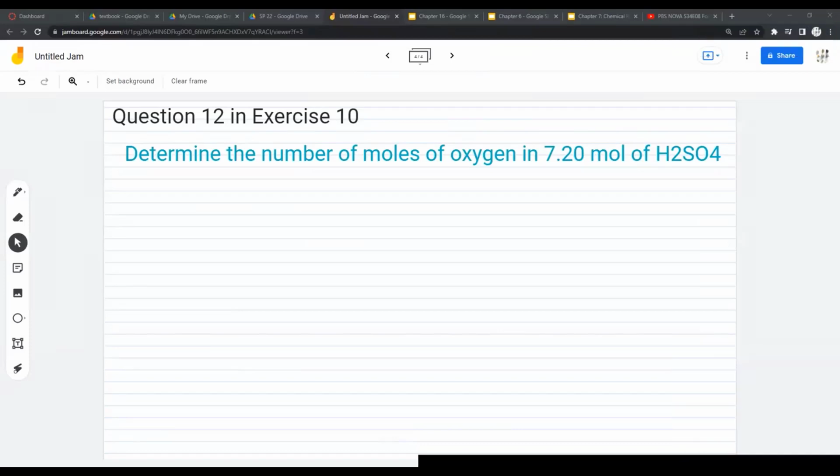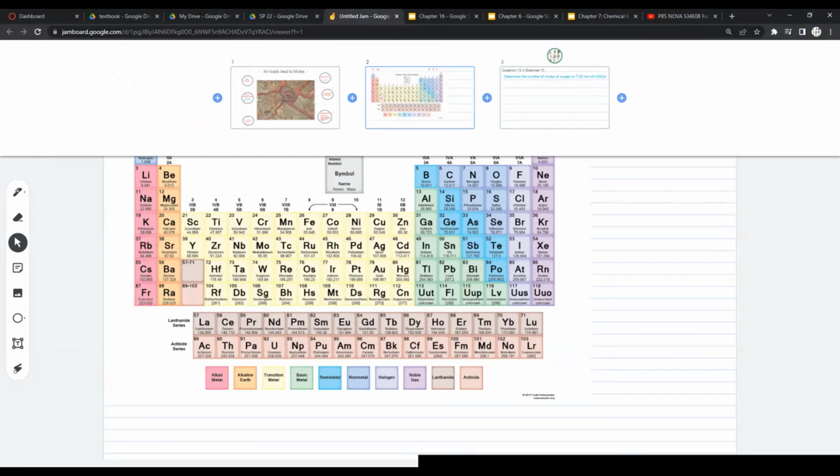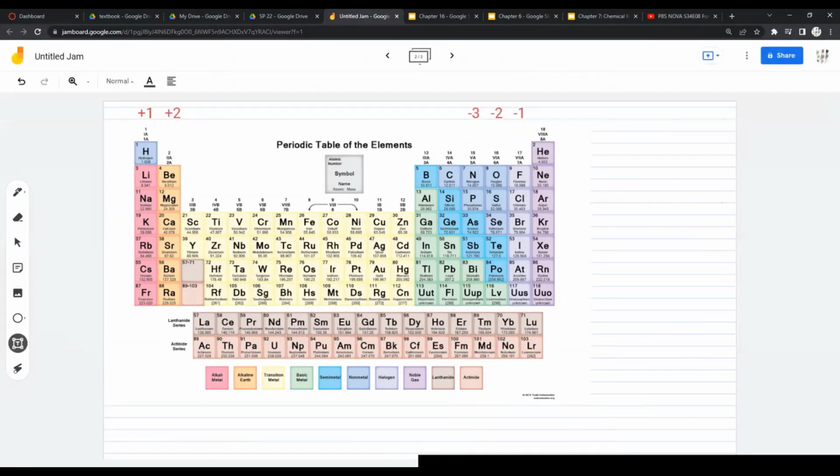Determine the number of moles of oxygen in 7.20 moles of H2SO4, which is sulfuric acid. So what I want you to do now is look at this formula, which is H2SO4, look at the periodic table that you have, and tell me what the molar mass of this is. What is the molar mass of H2SO4? So take your calculators out, spend some time doing this.